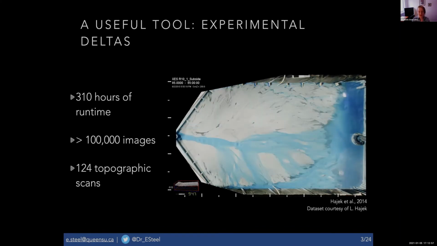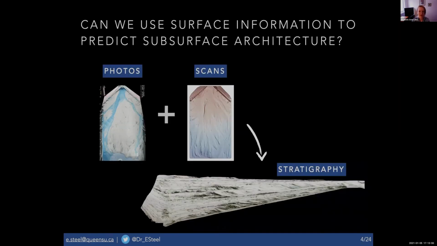And so we're going to use this data set to ask the question of whether we can use surface information, like the wealth of overhead photos that we have from this experiment, paired with some intermittent scans, less frequent, but occasional topographic scans, to predict the architecture of the subsurface. And one thing that is important to note in this is that we're not trying to exactly replicate the stratigraphy, but what we're trying to do is get at some metrics that matter for reservoirs, like the connectivity of the sand or how much sand there is in a given section.